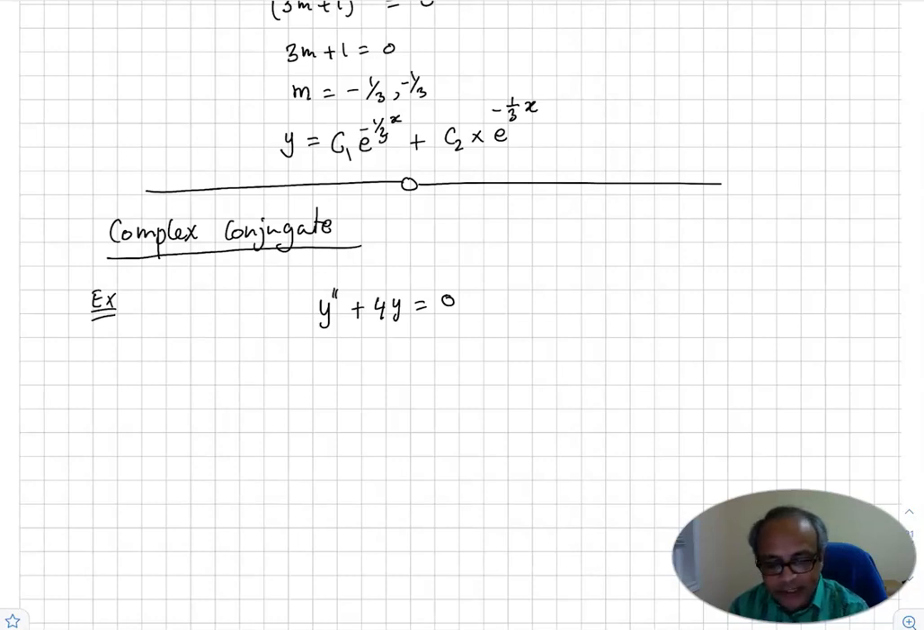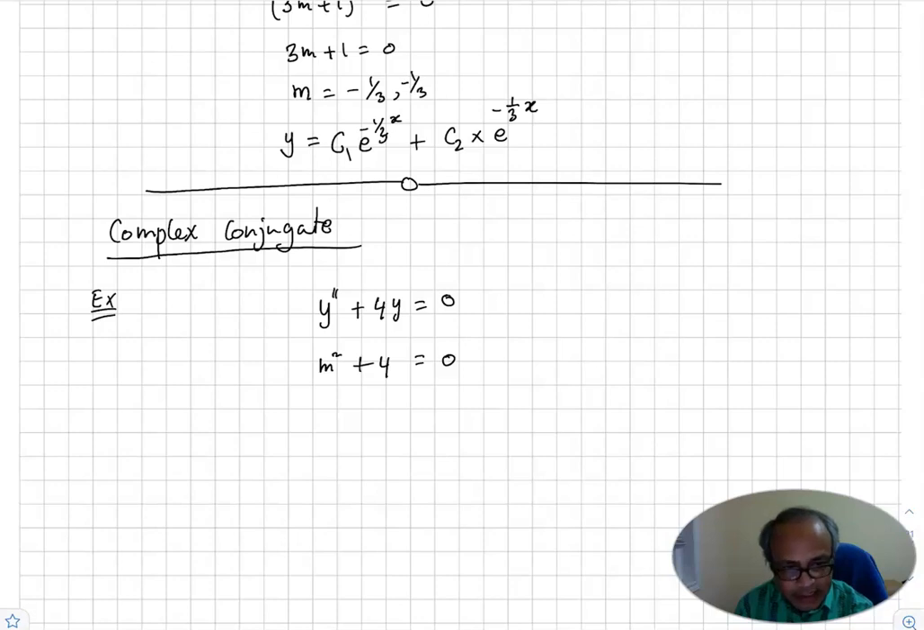y double prime plus 4y equals 0, and the characteristic polynomial is m square plus 4 equals 0. And you see this one does not have the first derivative term. I have chosen this intentionally. That's okay.